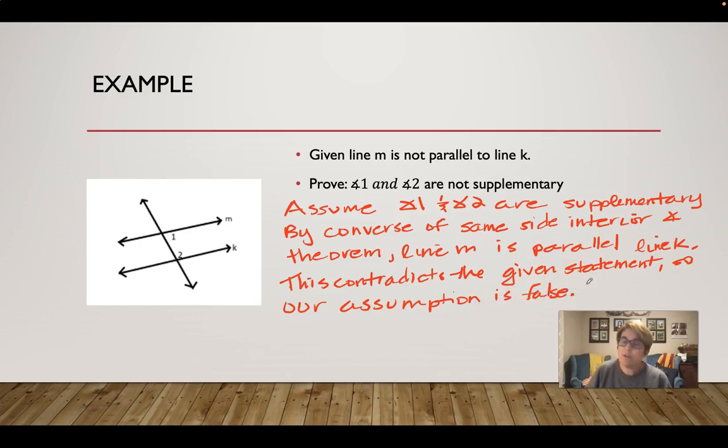That's what an indirect proof does. It allows us to kind of make an assumption, which I know we don't do often in geometry. We take that prove statement and we assume the opposite of what it says. So it said they weren't supplementary, we said they were. Then we find a theorem that works with that, and if those are supplementary, then those lines have to be parallel because those are same side interior angles. That's the theorem that says that. We're using that converse. But that doesn't work with what our given statement says, so it's false.